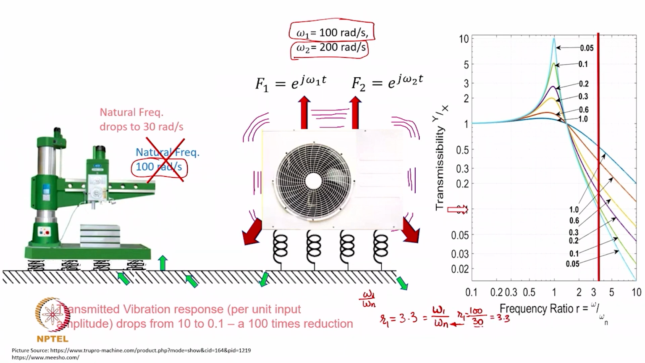Now, will this omega n change for this? No, that is an excitation. Omega n is a constant for this particular system. What will be your R2 for the second frequency? If I write omega 2 over omega n, that is 200 by 30 radians per second, which is your omega n for the system. That is going to be 6.6. Is it good or bad?